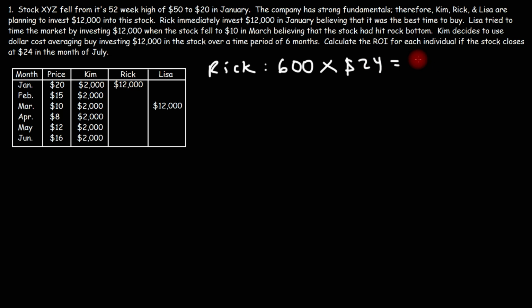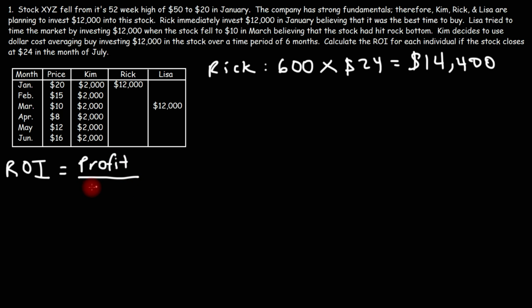which means he'll receive $14,400. So he put in $12,000 when the price was $20 and he got back $14,400. Now let's calculate his ROI. To calculate the ROI, we could use this formula. It's equal to the profit, or the amount that he gained in the transaction, divided by his COI, or cost of investment, times 100%.